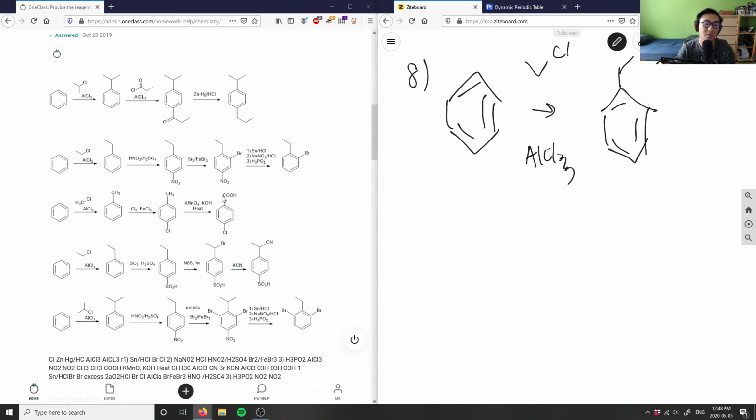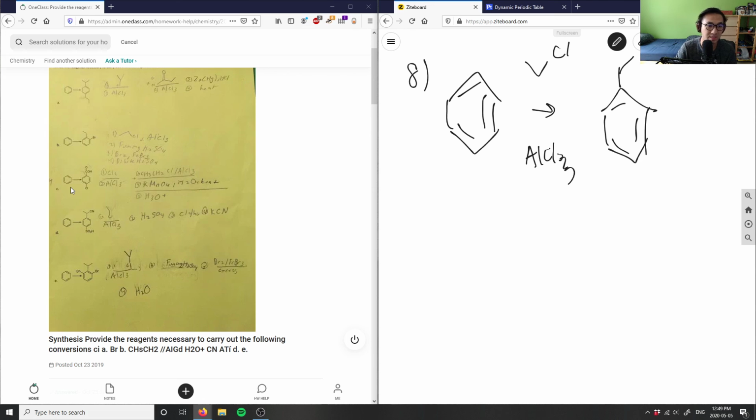And finally, to get rid of the protecting group, I'm using tin and hydrochloric acid, sodium nitrite, and also H3PO2, which is phosphorous acid. Phosphorous acid, yes, correct. That's how I get rid of the NO2 here. So this solution is again correct.